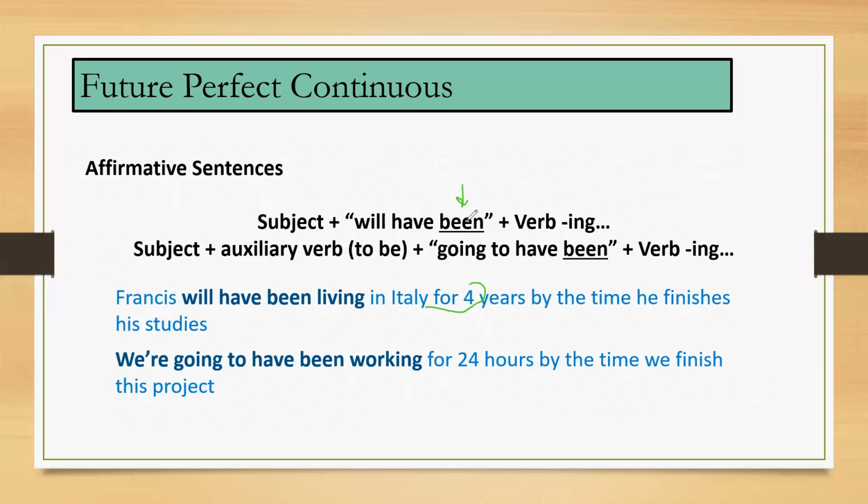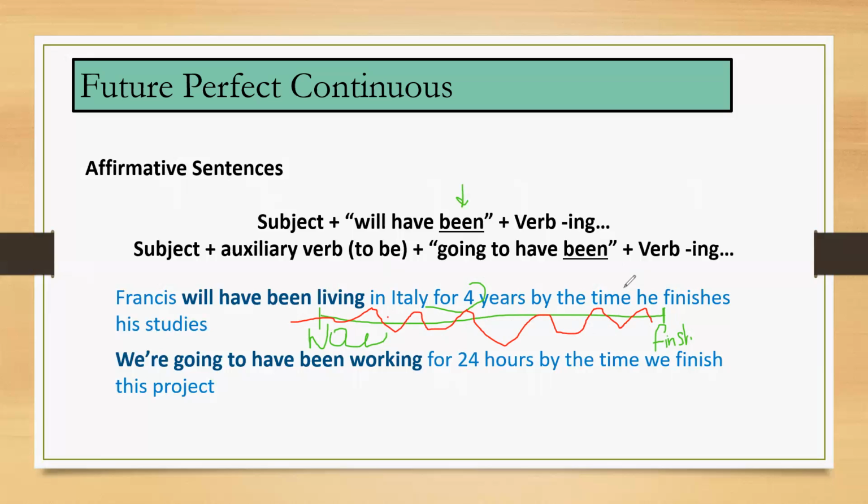Okay, so this is the now, okay, and he's living in Italy, and by the time he finishes his studies, it would have been, habrán pasado, ya, desde antes, y habrá pasado 4 years living in Italy. ¿No? Habrá pasado viviendo 4 años en Italia. So that's how we can express the future perfect continuous.